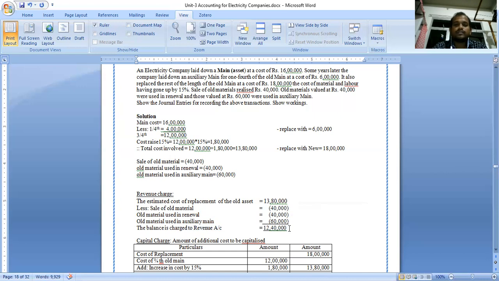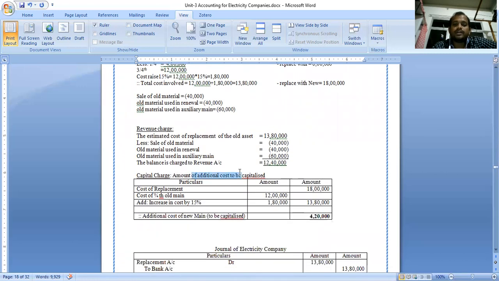Okay. In the profit and loss account, in the sense revenue account, on the debit side, we will mention this loss. This is the loss we are estimating. And capital charge. Without disturbing the original cost or book value of an asset, we have to evaluate the capital charge. So how much amount we have to mention as the new asset, new main.